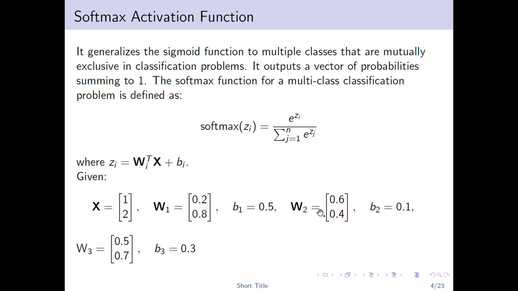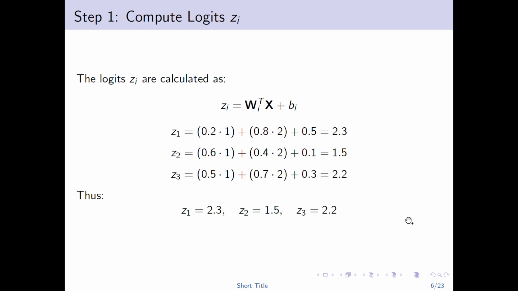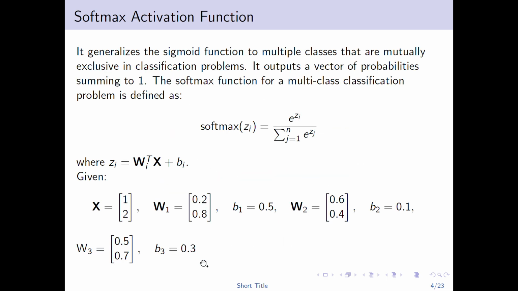Similarly, what is the weight vector that is coming to the second neuron? The value of the weight vector coming to the second neuron is 0.6 and 0.4, and the bias term associated with it is 0.1. So what will be the input that is coming to it, or z2? z2 will be equal to 0.6 into 1 plus 0.4 into 2 plus 0.1, that is equal to 1.5. Similarly, what are the values of the weight terms coming to the third neuron in the output layer? It is 0.5 and 0.7.